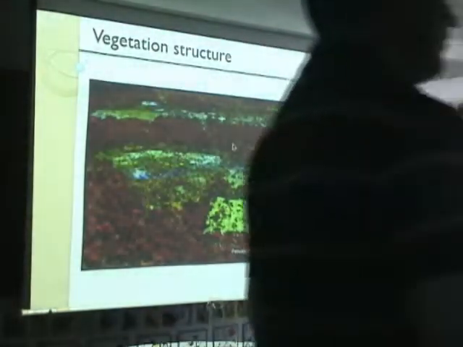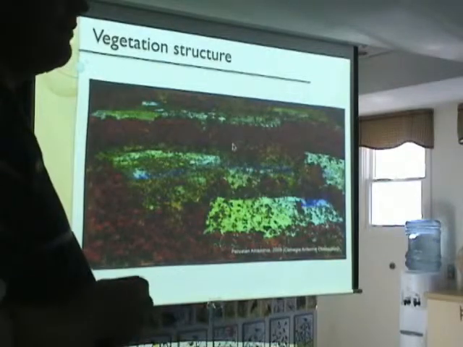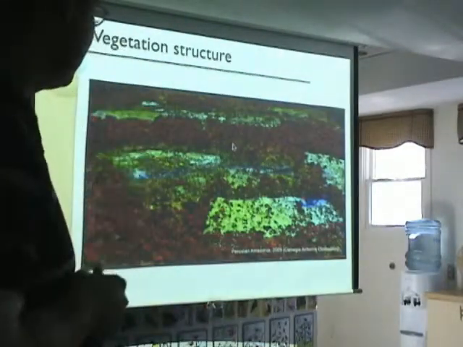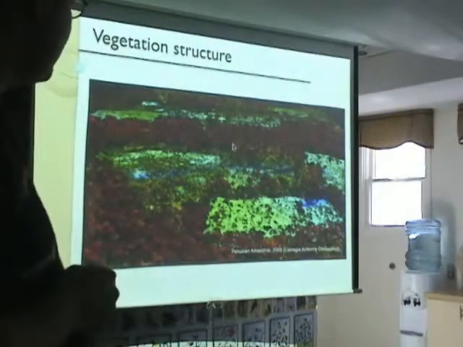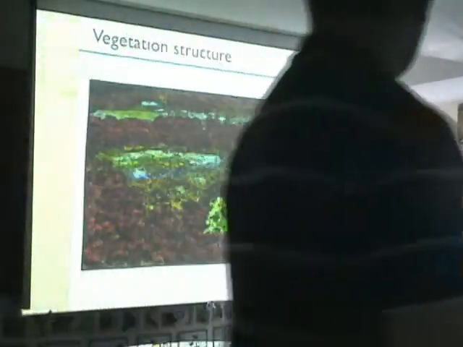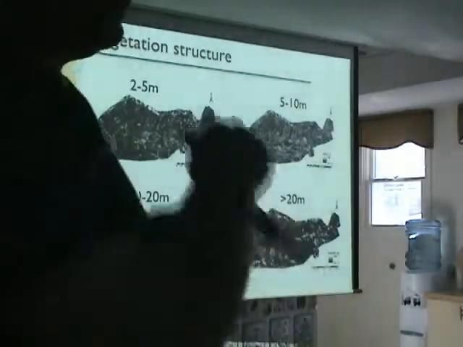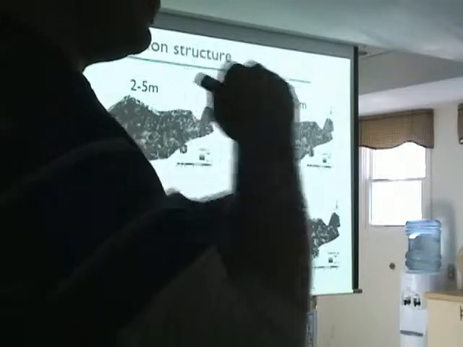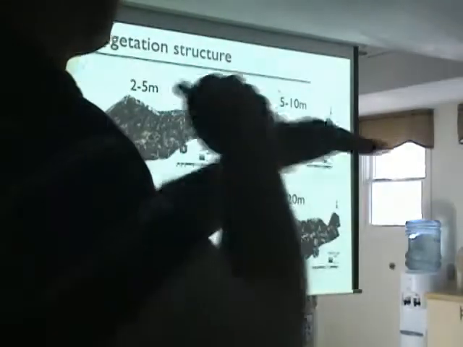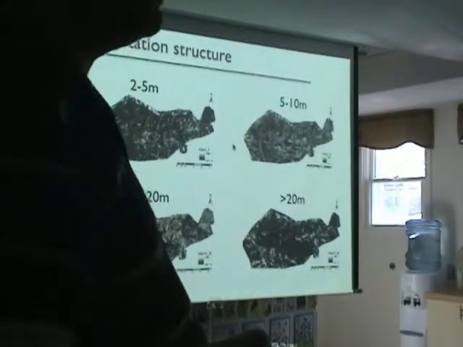Obviously it's all good and well to have this totally awesome image of a landscape in three dimensions, but you've got to be able to figure out how to analyze that data also, which is sometimes different. And what I've done here to analyze this data is I divided the three-dimensional data up in different chunks: 2 to 5 meters above ground level, 5 to 10 meters above ground level, 10 to 20 meters above ground level, and higher than 20 meters above ground level.